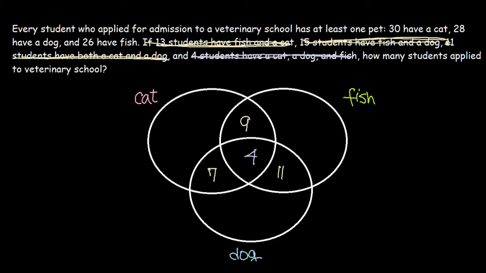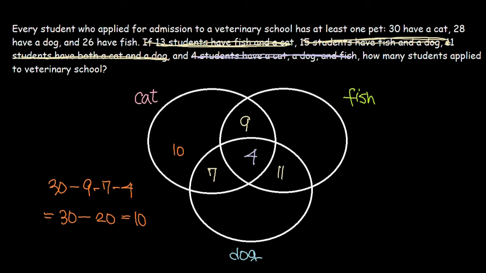Let's go to the final one. I'm just going to use orange for this. We're given that 30 have a cat. So 30 have a cat. We're not going to put that there. Same thing here, we have to subtract all of these other numbers. We're going to subtract 9, 7, and 4, which gives you 10. So how many students have only a cat? 10 students have a cat. I'm just going to erase that.